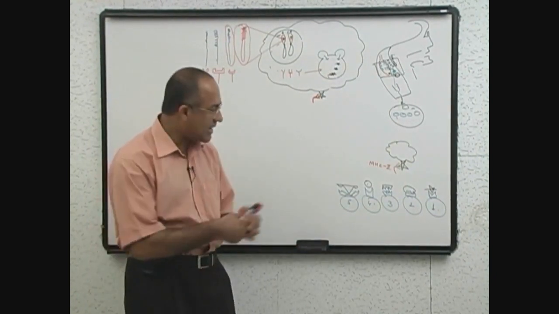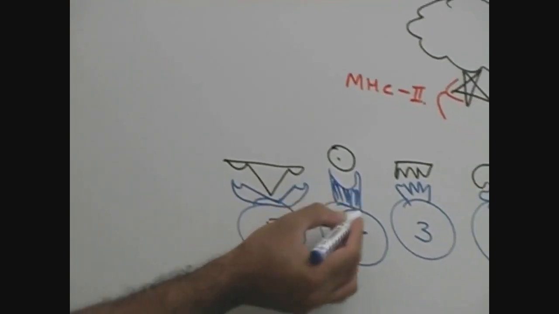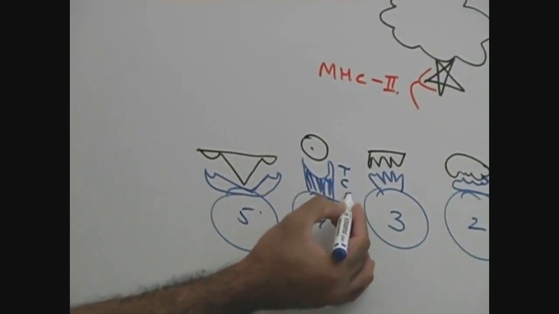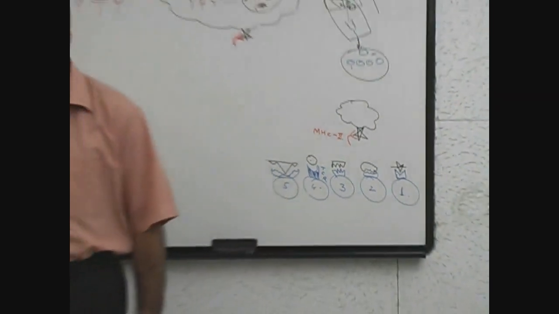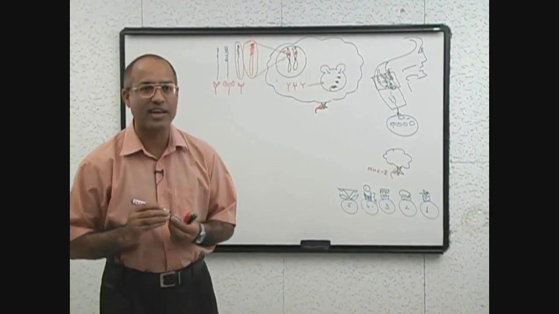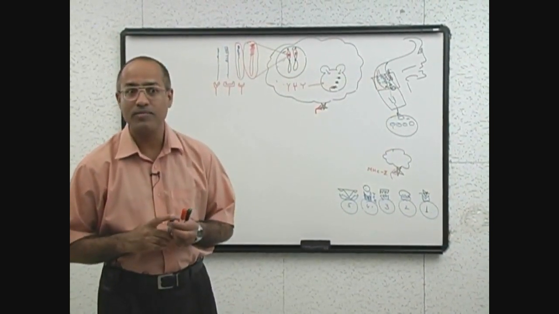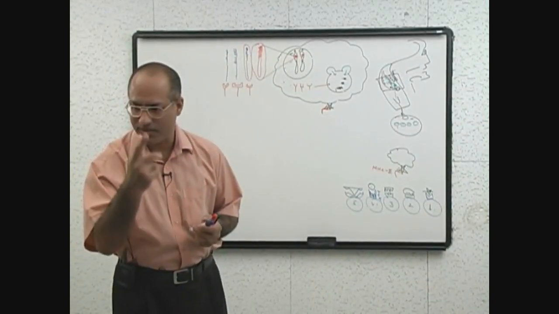And I will soon tell you, if these lymphocytes are trained in the thymus, then these are called T-cells. T-cells. And then these molecules should be called TCR, T-cell receptors. Now, in further discussion, if I say TCR, you should immediately understand that I'm talking about antigen receptors present on T cells, right?